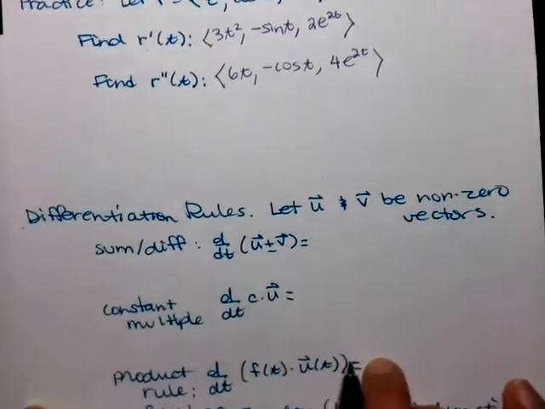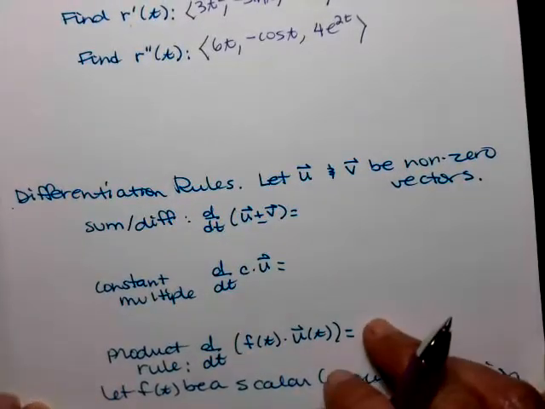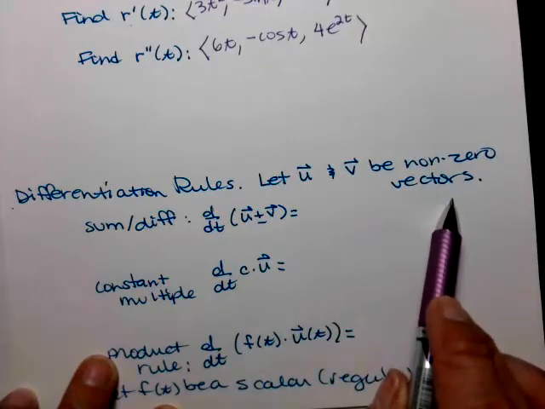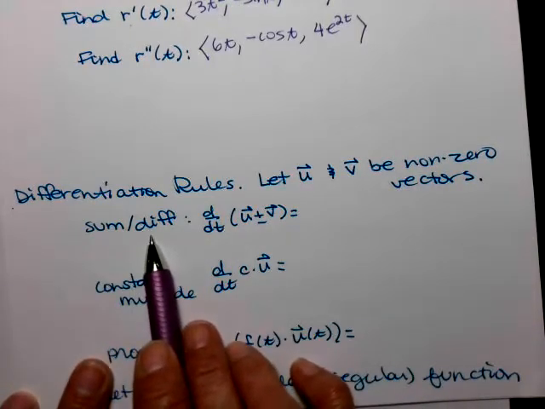Okay, so just like with regular derivatives, or derivatives of regular functions, we had some rules. So let's talk about the rules when we're differentiating vector valued functions. So we'll let u and v be our non-zero vectors. So we have the sum and difference rule, same thing.